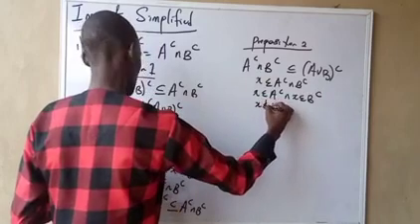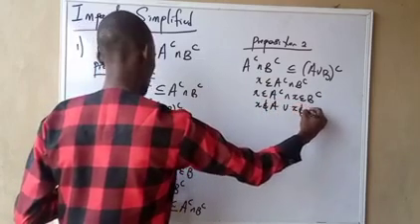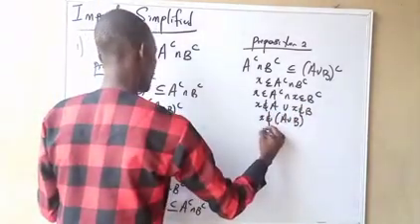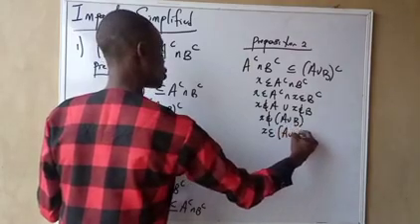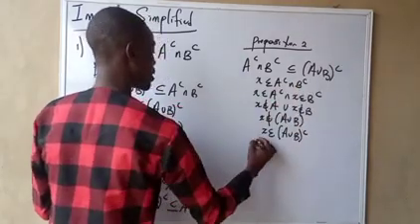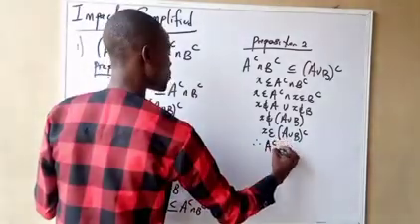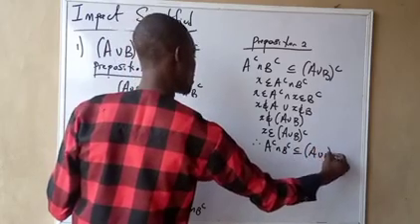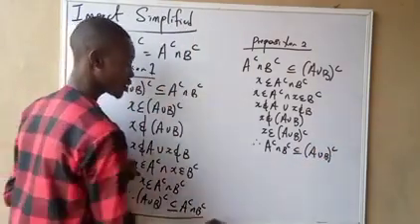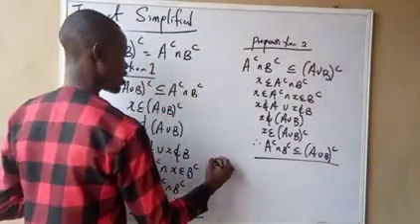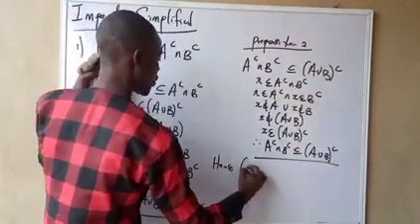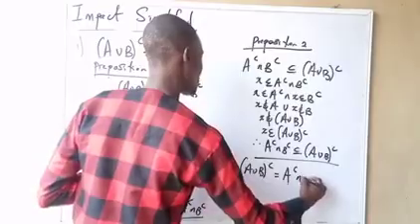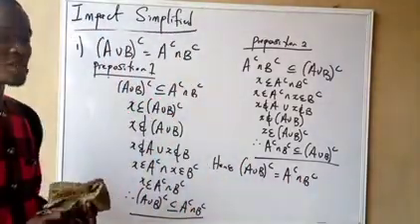This will give us X is not an element of A union X is not an element of B. This will give us X is not an element of A union B. This will give us X is an element of A union B complement. And that is what they ask us to prove. Therefore, A complement intersection B complement is a subset of A union B complement. And that means this one and this one, they are true. Hence, A union B complement is equal to A complement intersection B complement.